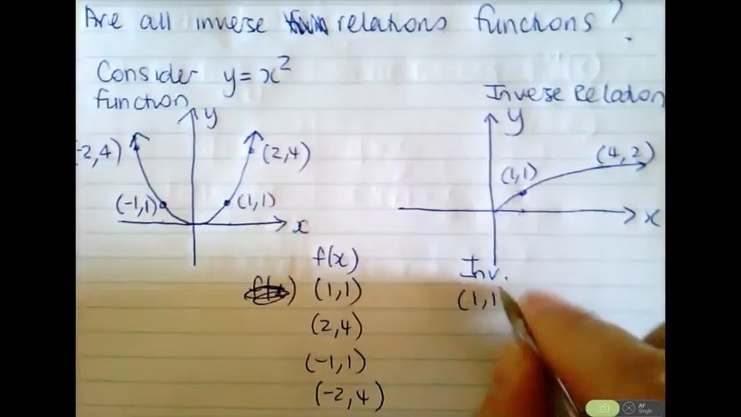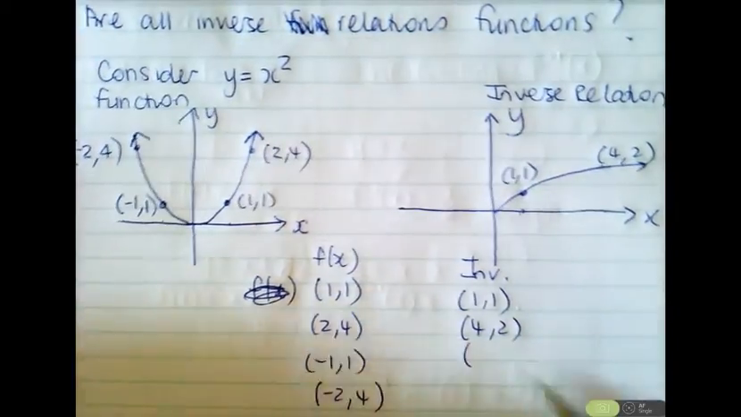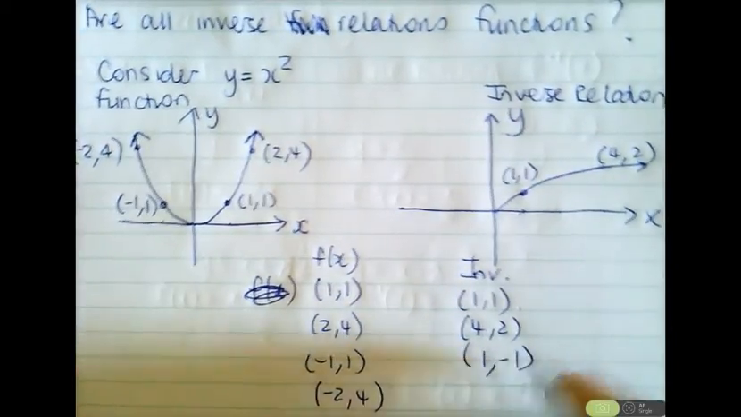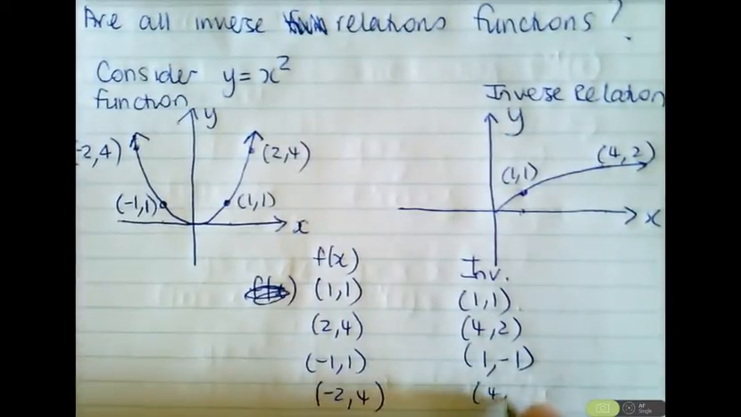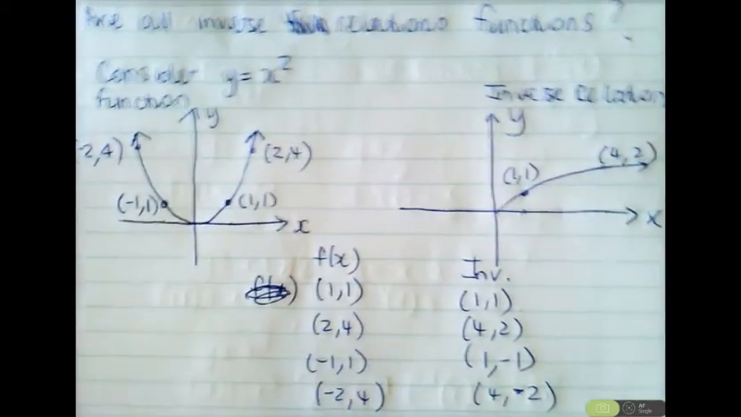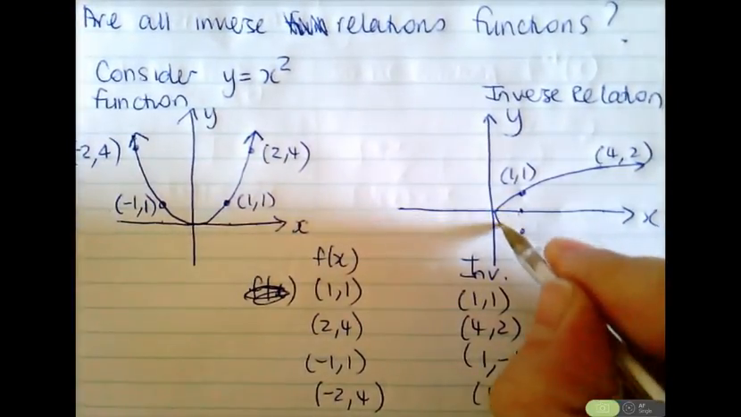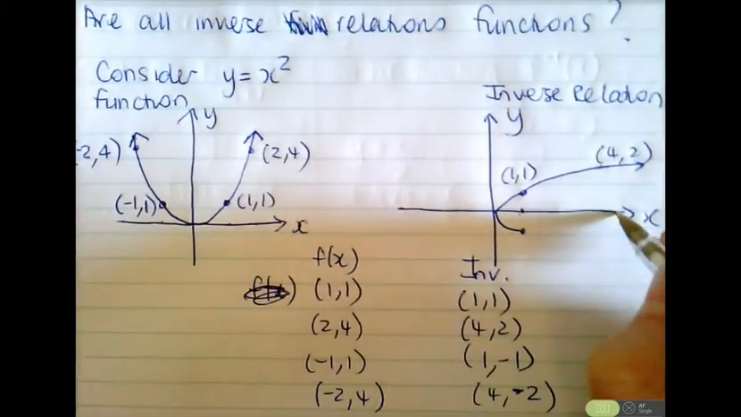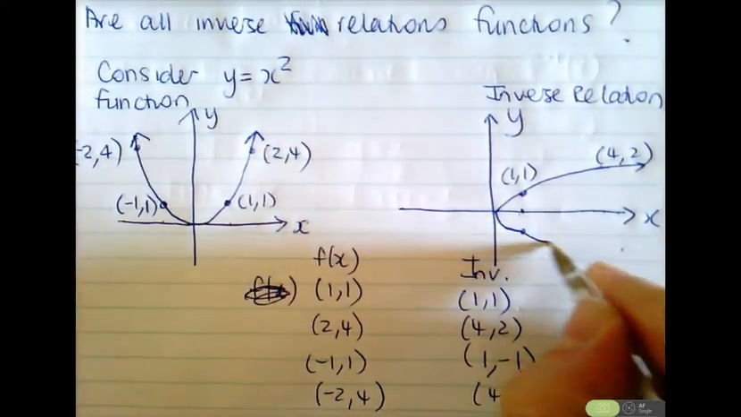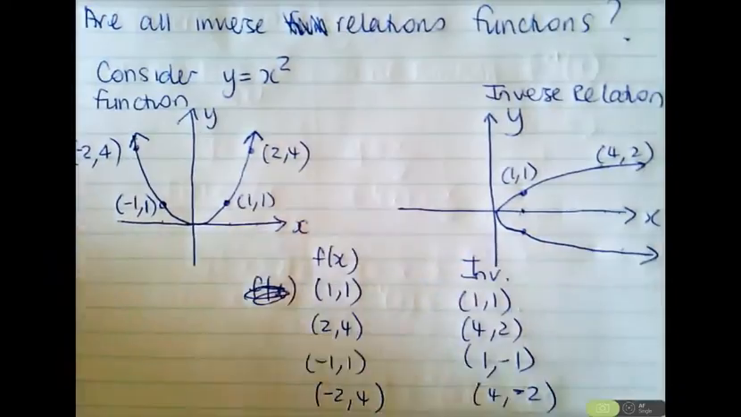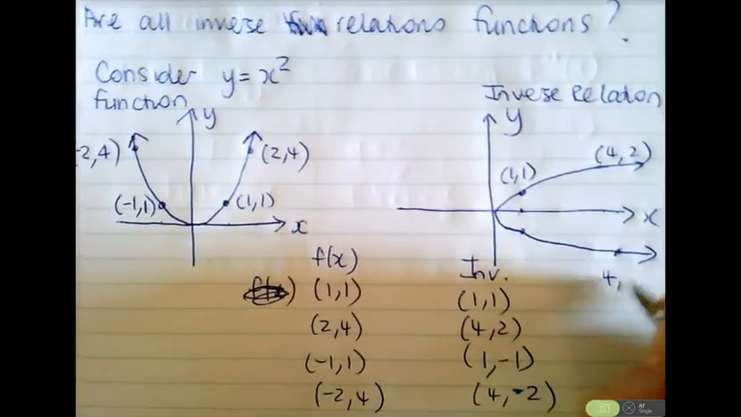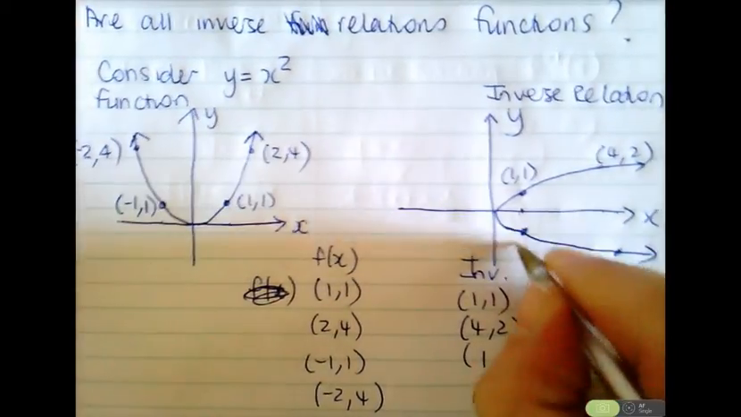So on my inverse, I've got (1, 1), (4, 2). What have I got now? (1, -1). Just swap them. And (4, -2). Let's draw those. (1, -1) down here, and (4, -2) down here. Now, that's an inverse relation, but that is not a function.